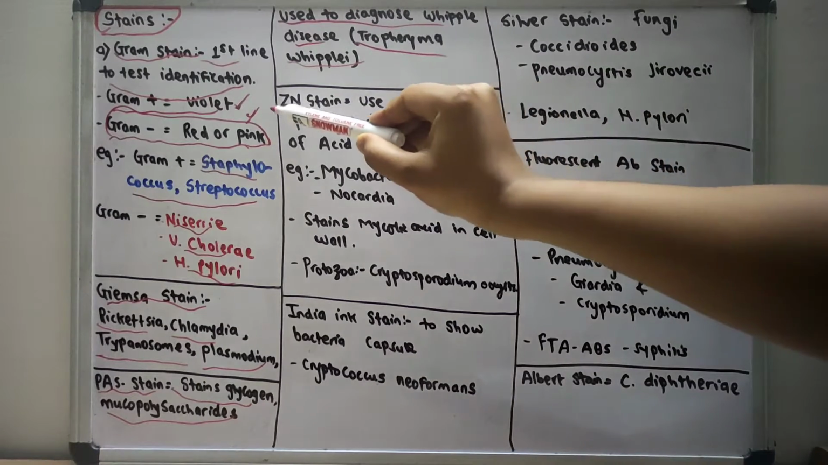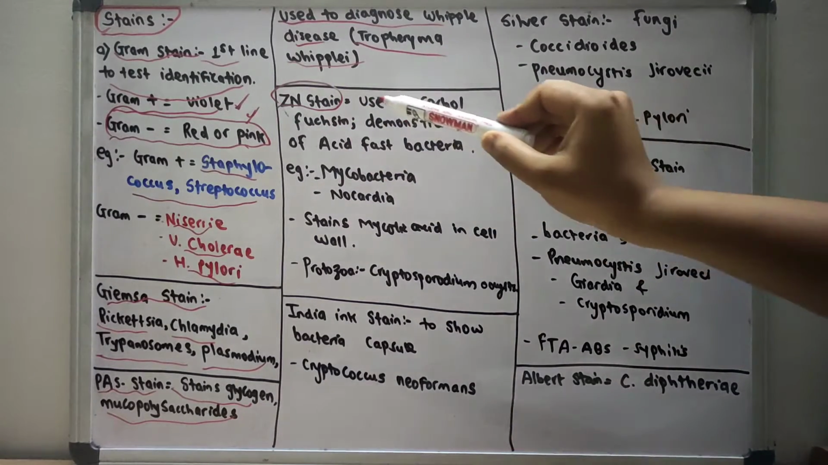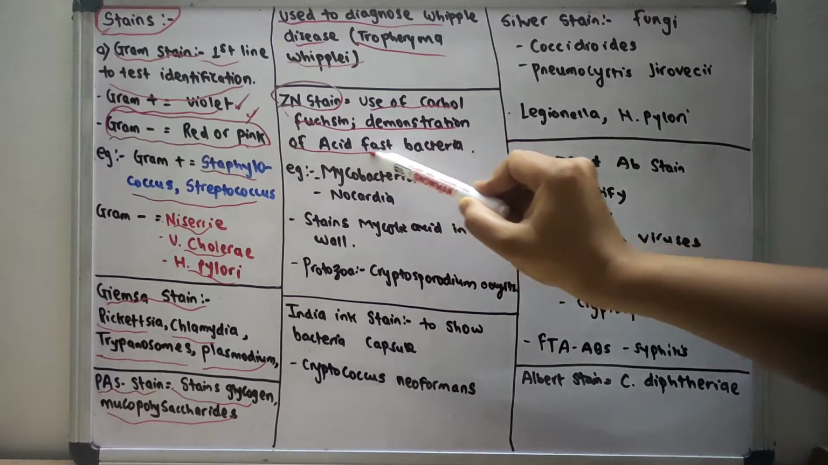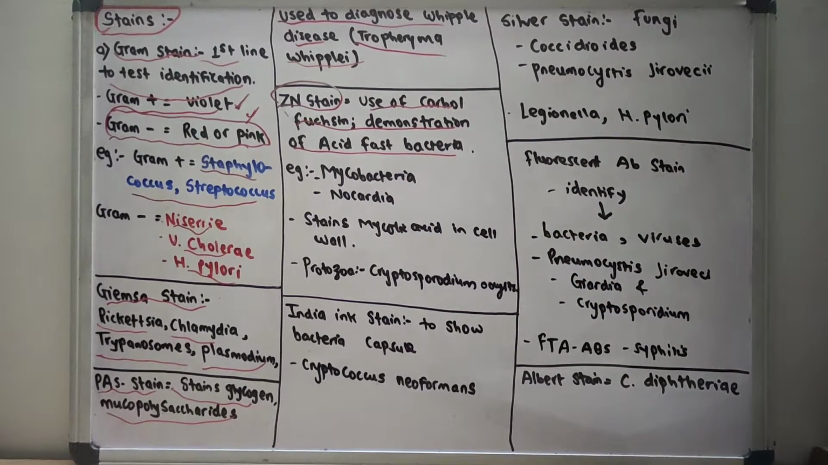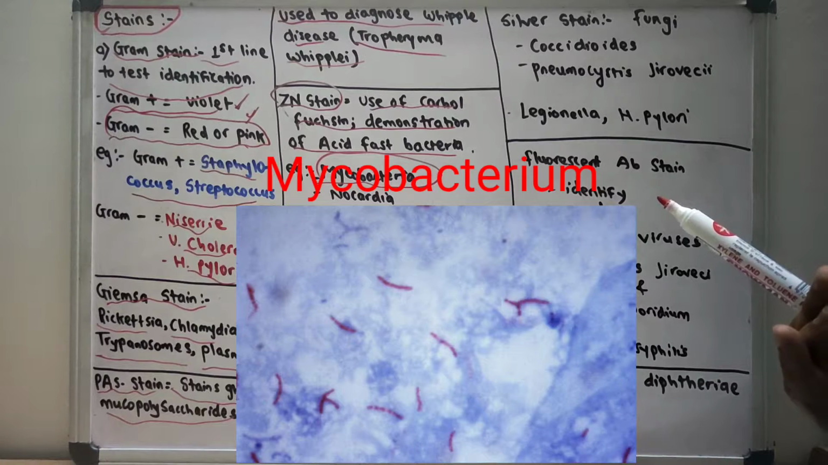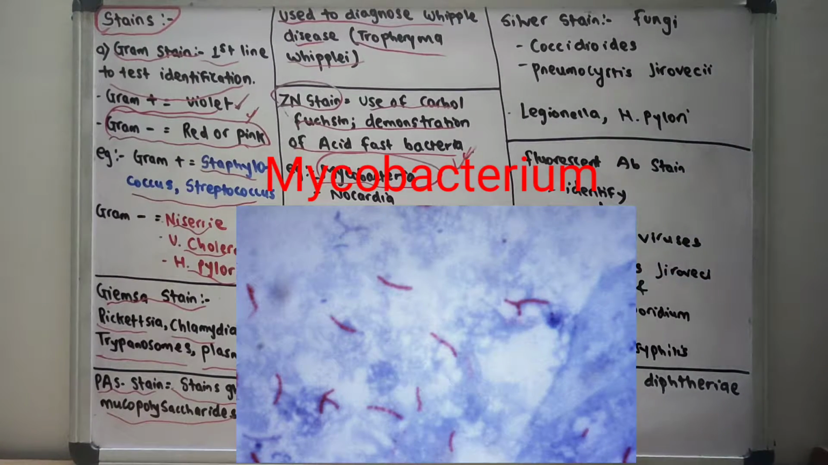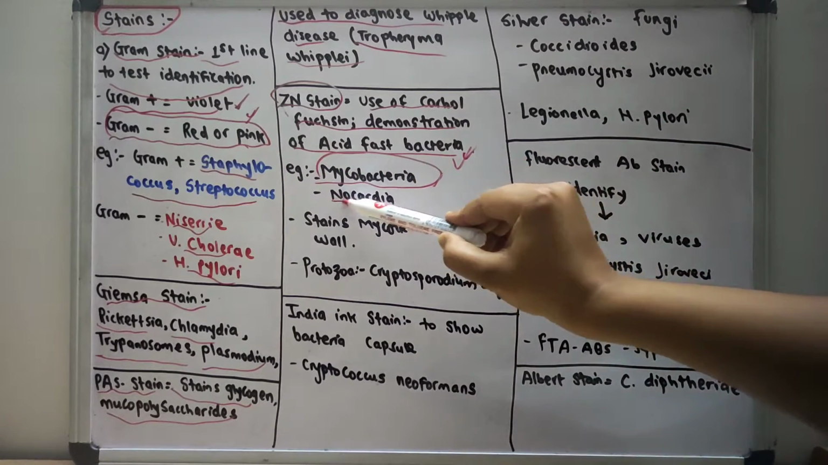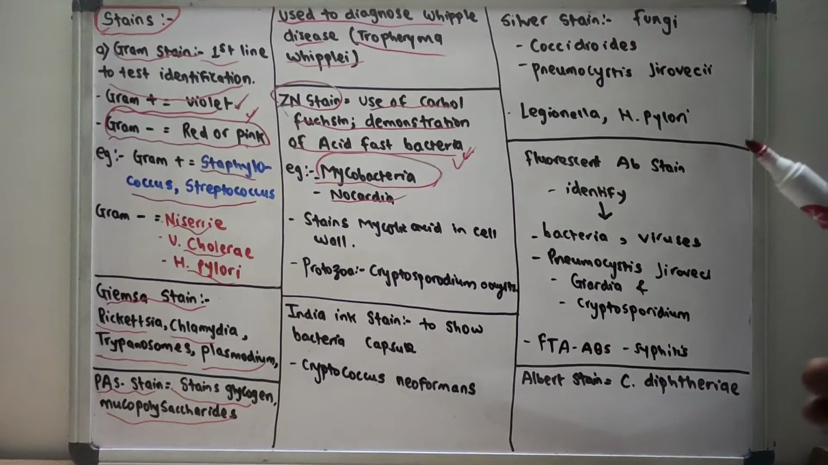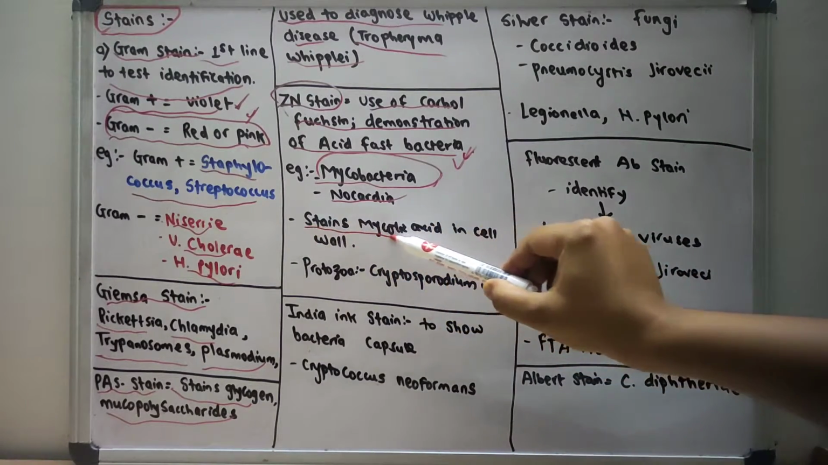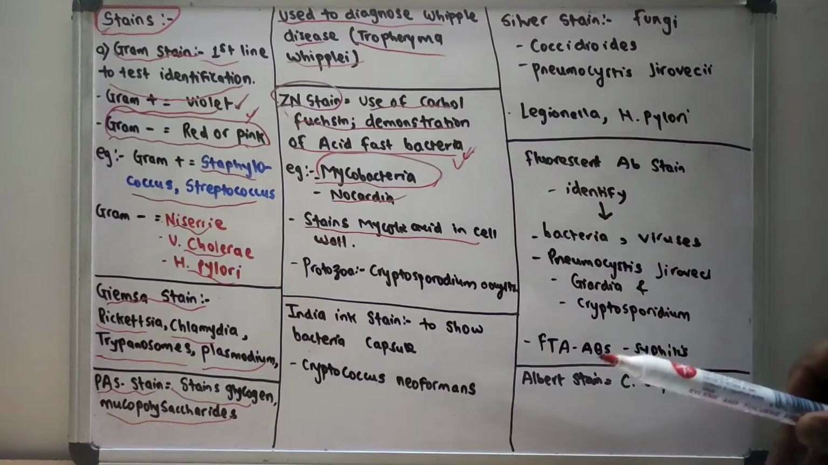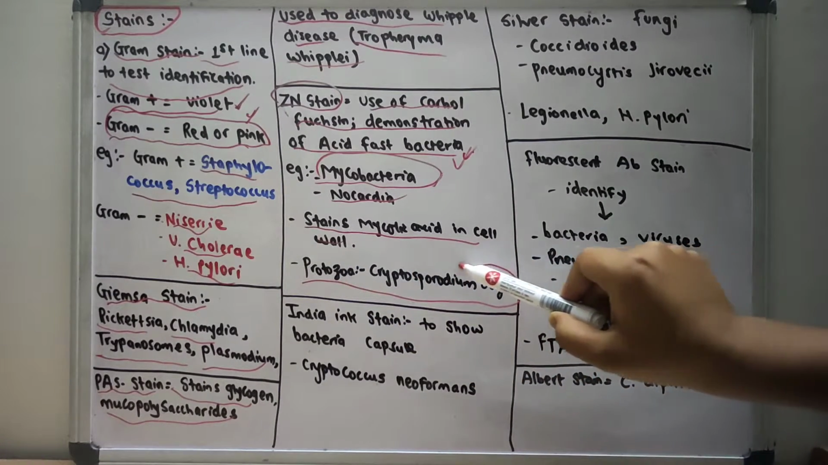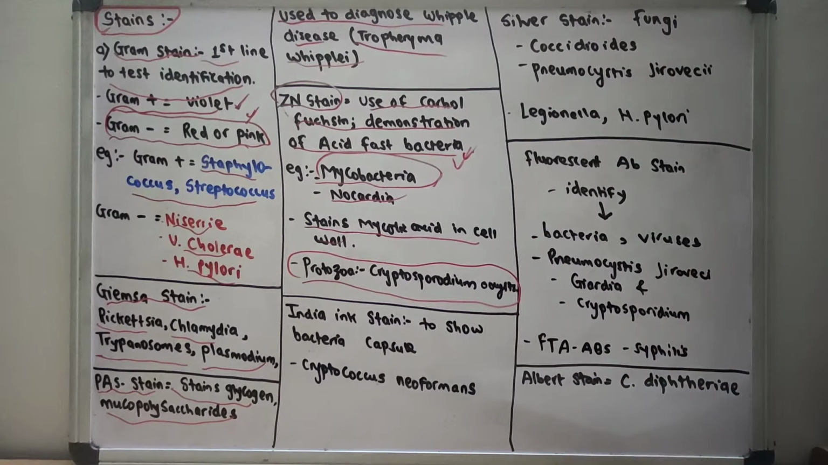Now let us talk about the ZN stain, that is the Ziehl-Neelsen stain. There is the use of the carbol fuchsin, which will demonstrate the various acid fast bacteria. You can see in this figure the demonstration of the mycobacteria. This is how the mycobacteria will appear after the ZN stain. They resist the decolorization by the acid, so they are known as the acid fast bacteria. This is the example of acid fast bacteria, that is mycobacteria. Nocardia species can also be demonstrated by the ZN stain. The ZN stain stains the mycolic acid in the cell wall, and some of the protozoal oocysts like Cryptosporidium oocyst can also be demonstrated by the Ziehl-Neelsen stain.